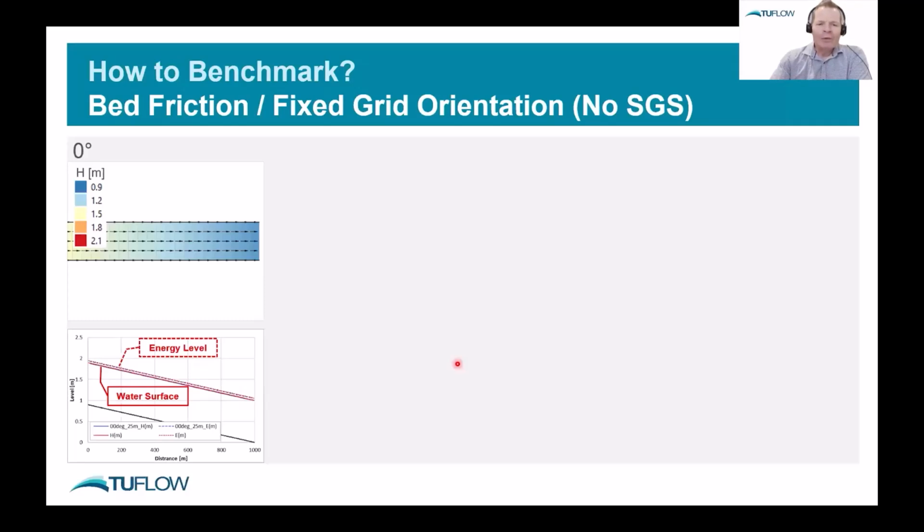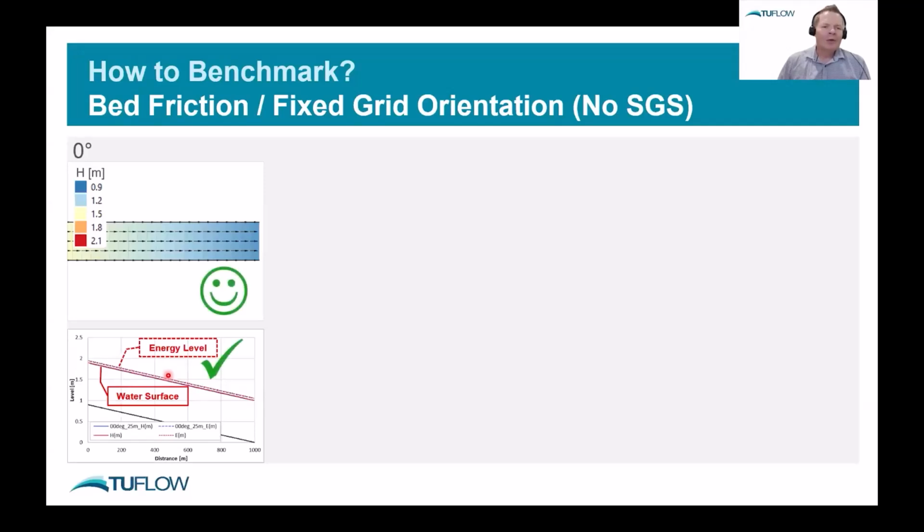If you want to know how well your solver performs for these cases, we're not going to tell you that. We're going to leave that for you to do as your own homework, to see if you can reproduce some of these cases for yourselves and understand whether or not your own solver gets the answers you were expecting. So in this particular case, you can see in the figure in the bottom left corner, we've got a water surface and also an energy level in dashed lines. The blue lines are the results out of the software, and the red lines are the results that you would expect from a hand calculation, and they agree very well.